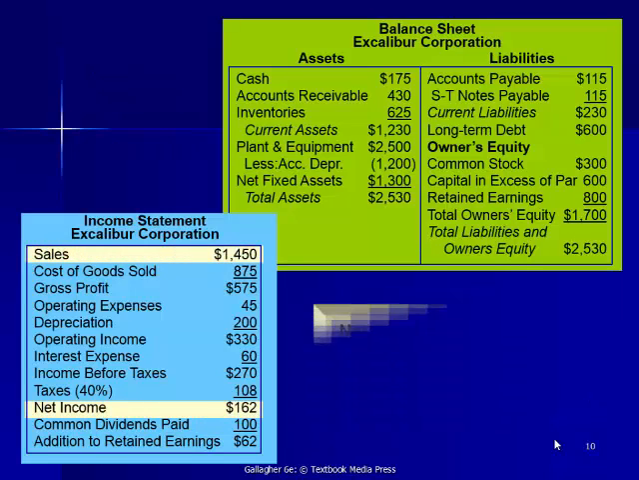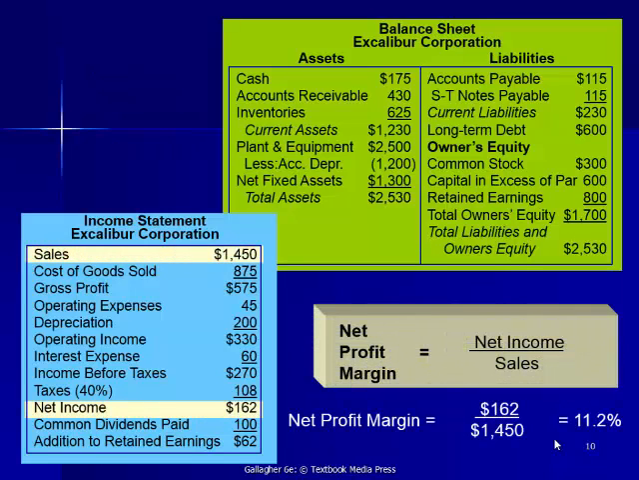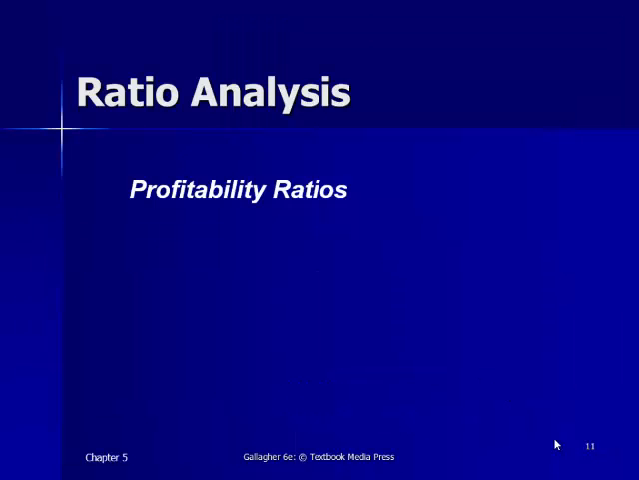Next, we have the net profit margin, which tells us that we have 11.2% of our sales revenue left over after we have subtracted all the expenses incurred by the firm. And so the gross profit margin, operating profit margin, and net profit margin all give us slightly different perspectives on the question, how profitable is this firm?